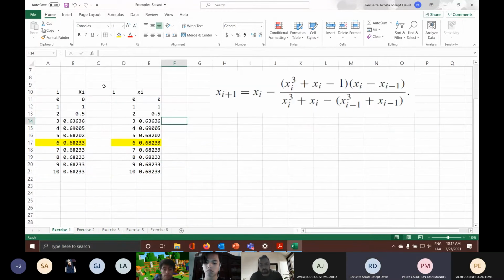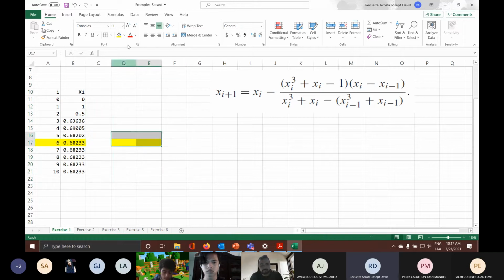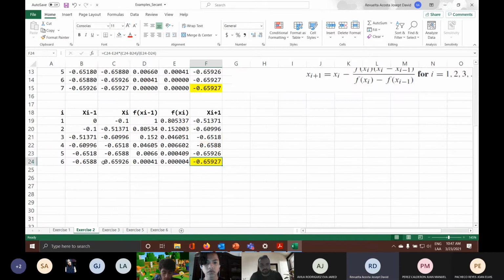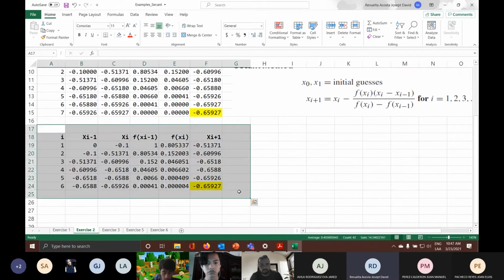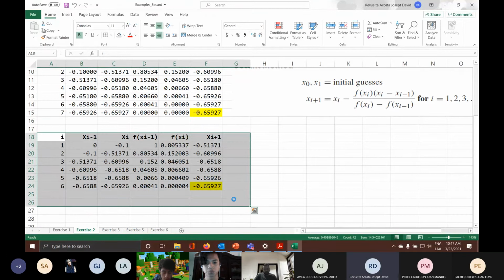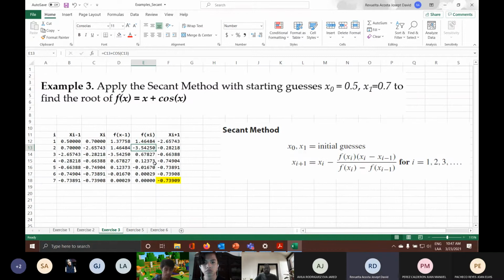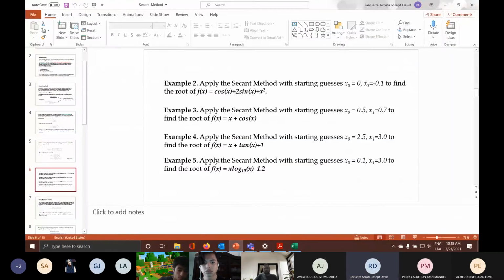Pretty easy. Just let me delete this because I don't want to have double things for later use. This is just to verify that things can be done from the very beginning, right? So let's go to exercise 3. Exercise 3, if you remember, is f(x) equal to x cosine of x.